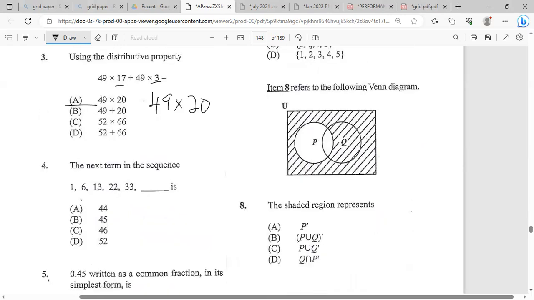The next term in the sequence is, so let's see what the pattern is. So basically they add 5 here, they add 7, they add 9, add 11, so that means we should add 13, which gives us 46.